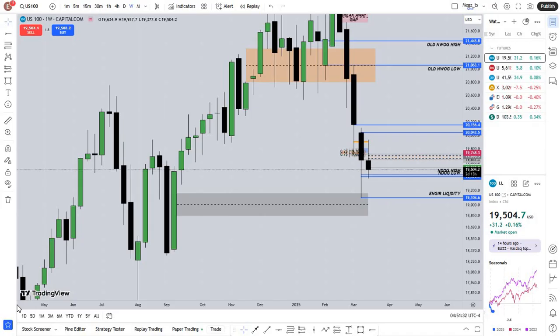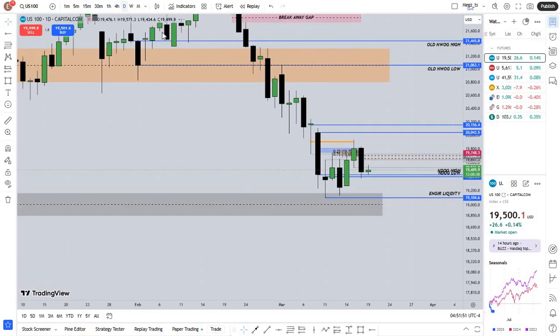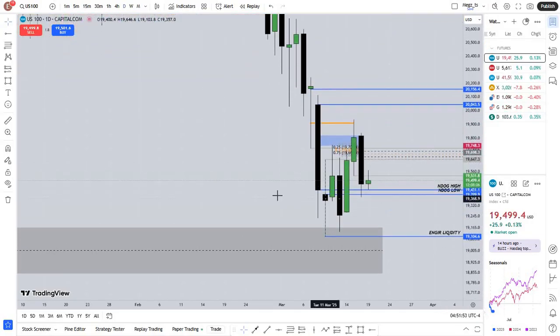Last time I was calling price here, I was talking about the possibility of price running sell side liquidity somewhere around here. Let me show you guys on the daily time frame. I'll come back to the weekly soon.